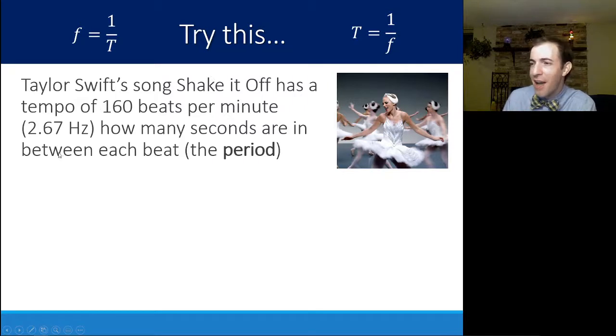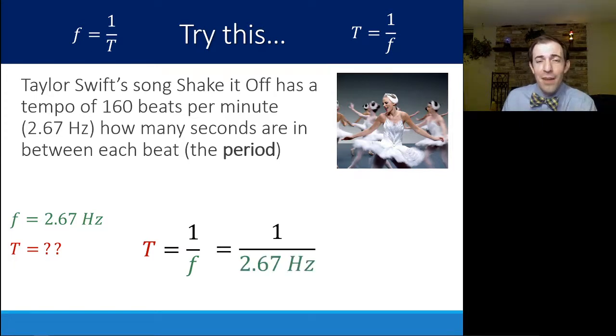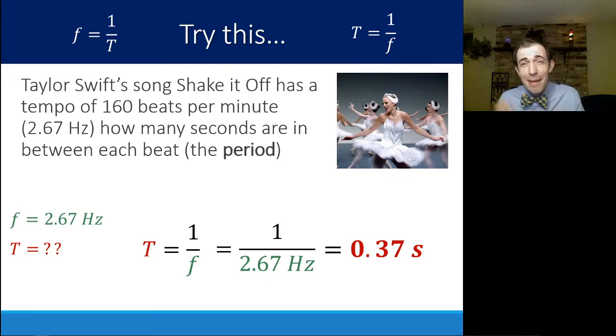Taylor Swift's song Shake It Off has a tempo of 160 beats per minute, so 2.67 hertz. So 2.67 beats every second. How many seconds are in between the beats? So if you were to snap along to that groovy tune, you can figure out the time between snaps. Well, it's as simple as saying T is equal to 1 over f. 1 over 2.67 is 0.37 seconds. It should make sense. If there's almost 2.5 beats per second, you can imagine that the time between beats is less than a second.